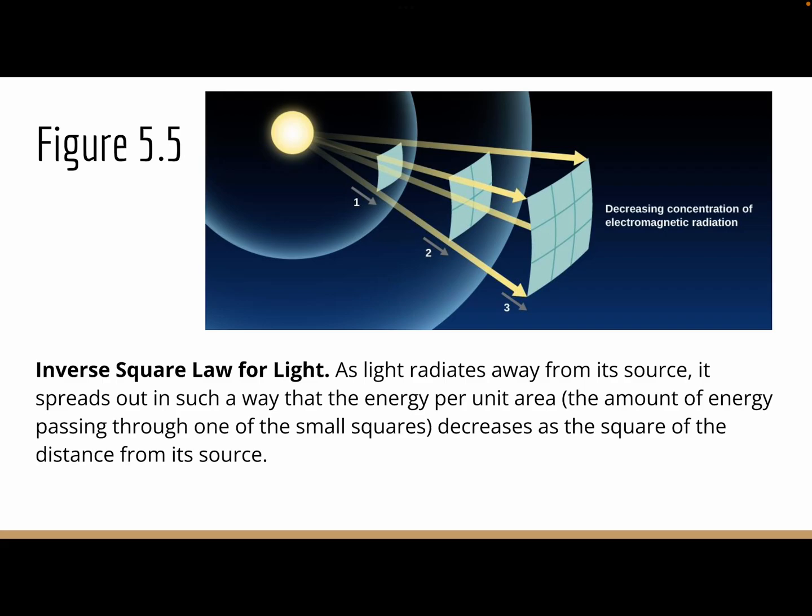Okay, so inverse square law for light. As light radiates away from its source, it spreads out in such a way that the energy per unit area, so the amount of energy passing through the small squares, decreases as the square of the distance from its source. So basically it's saying the closer it is to the object, the higher it's going to be. It's going to decrease the further and further it gets. That light spreads out a lot farther.